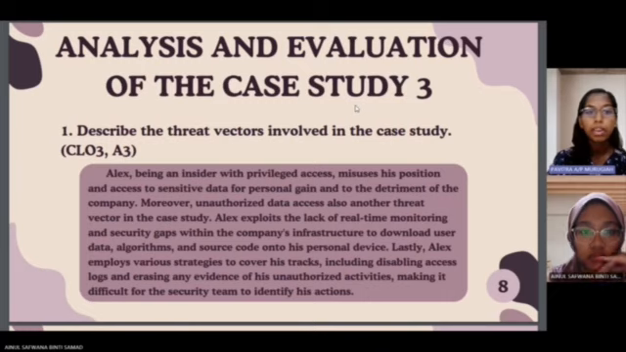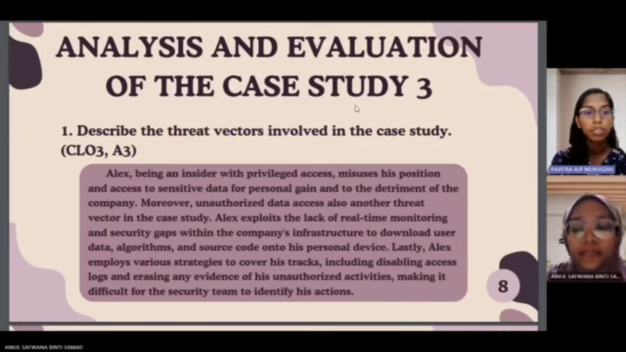Moreover, unauthorized data access is also another threat vector in this case study. Alex exploits the lack of real-time monitoring and security gaps within the company infrastructure to download user data, algorithms, and source code onto his personal device. Lastly, Alex erases any evidence of his unauthorized activity, making it difficult for the security team to identify his actions.